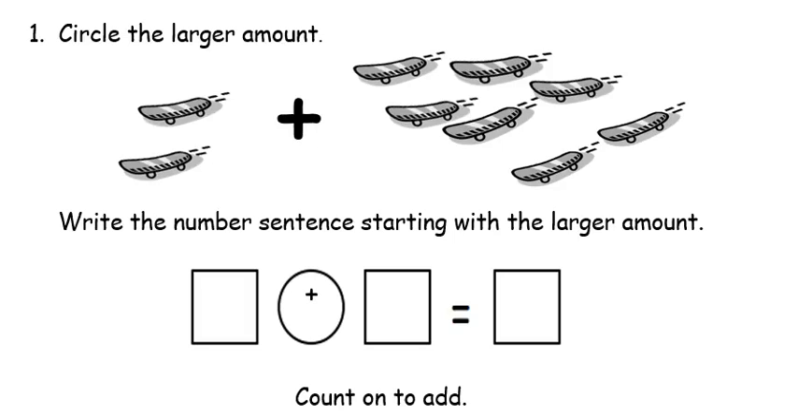This tutorial is for first grade, Module 1, Lesson 20. In this lesson, we're going to use the commutative property of addition to help us count on to add. So here's what we mean.